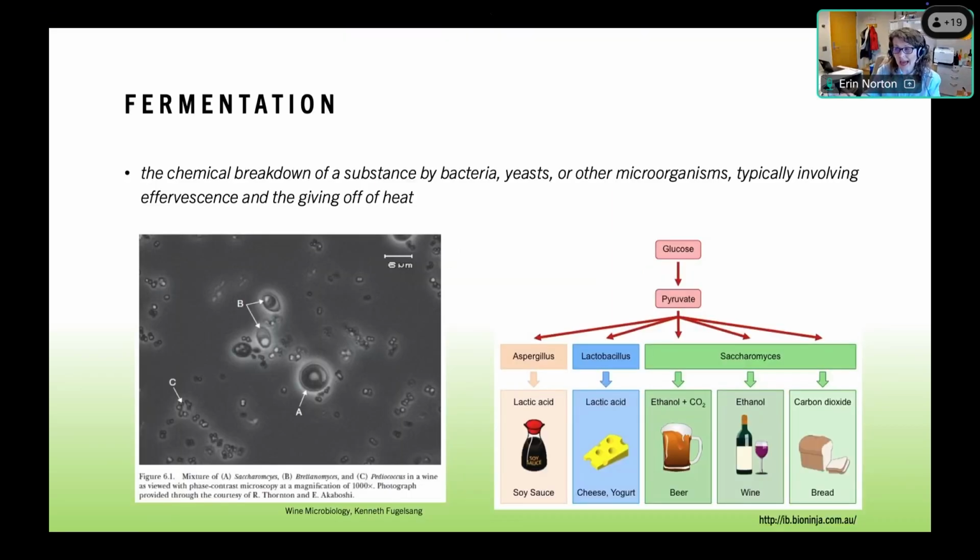So as a reminder, what is fermentation? A lot of times in winemaking, we get a little bit lazy and we say fermentation is alcoholic fermentation. The other way we call that in winemaking is primary fermentation. So it's usually the first, or let's just say the most important fermentation we're doing: the conversion of sugar into alcohol. Fermentation in general just means the chemical breakdown of a substance by bacteria, yeast, or other microorganisms.